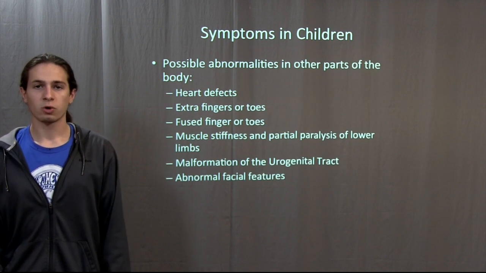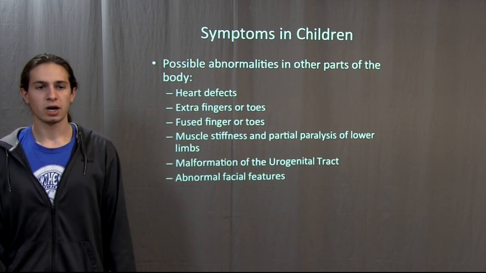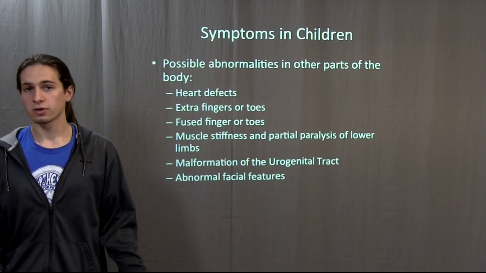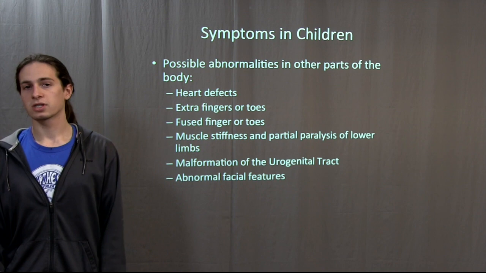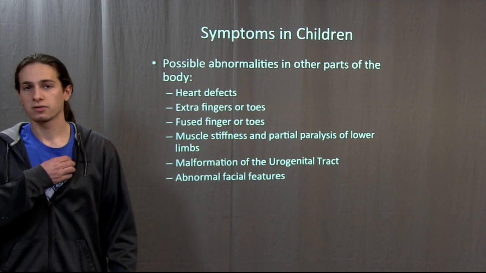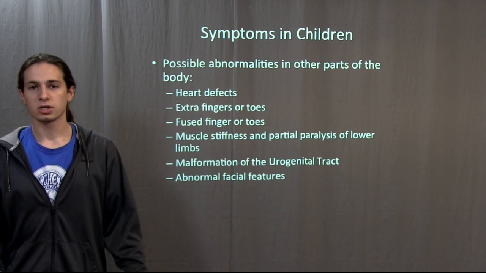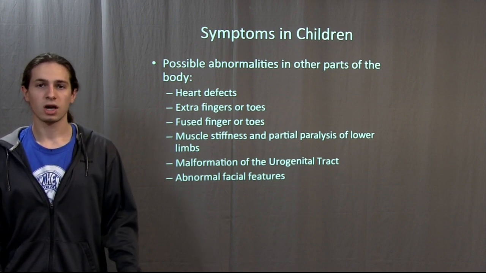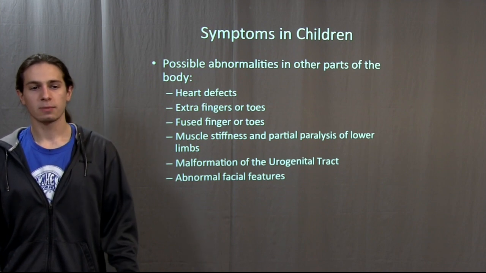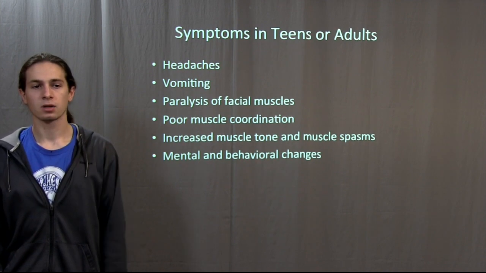So some physical abnormalities you'll see in other areas of the body are heart defects, extra fingers and toes or fused fingers and toes, muscle stiffness and partial paralysis of lower limbs, malformation of the urogenital tract, which is the tract that encompasses the urinary system as well as the reproductive organs. And you may see abnormal facial features.